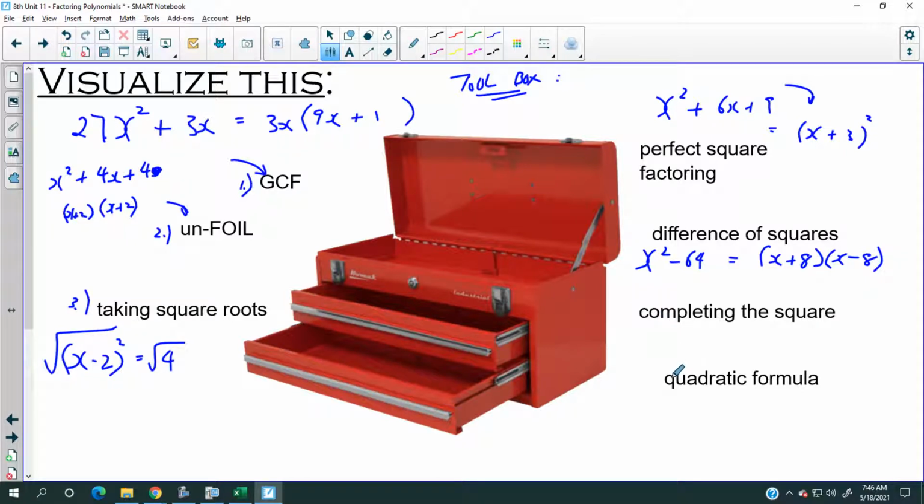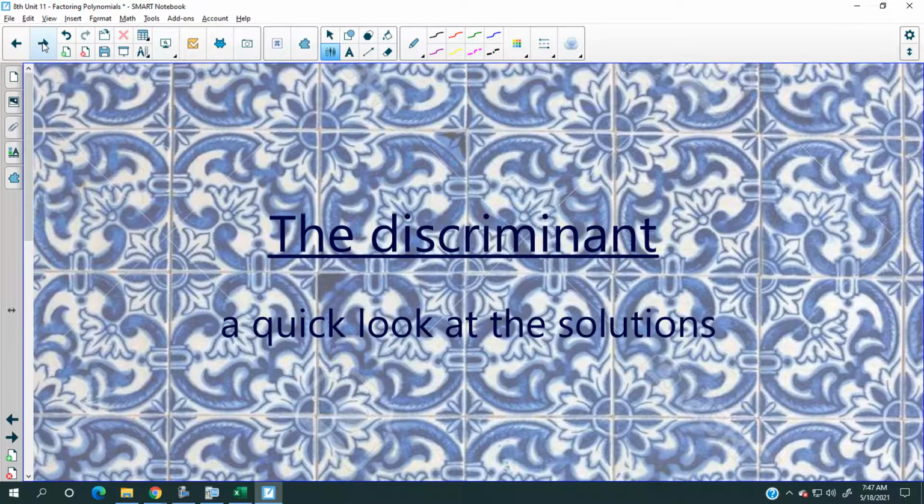And lastly, the quadratic formula. Remember the sledgehammer analogy I use? We're going to do that, but not today, the day after, which is tomorrow. Tomorrow we're going to do the quadratic formula. So what are we doing today? Great segue, very great segue.